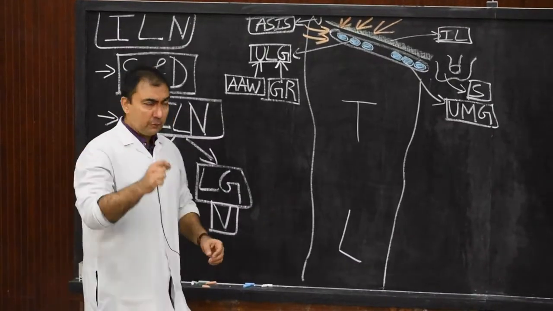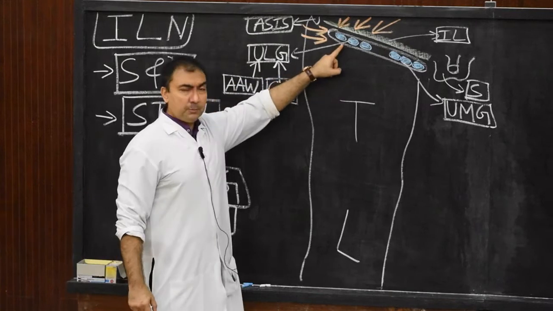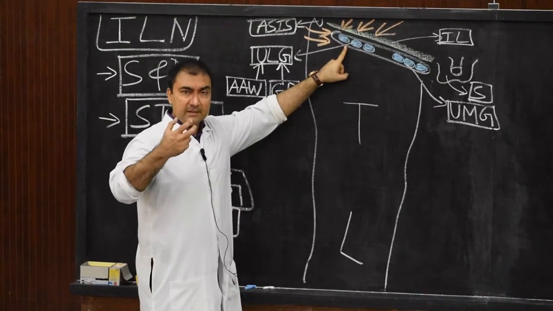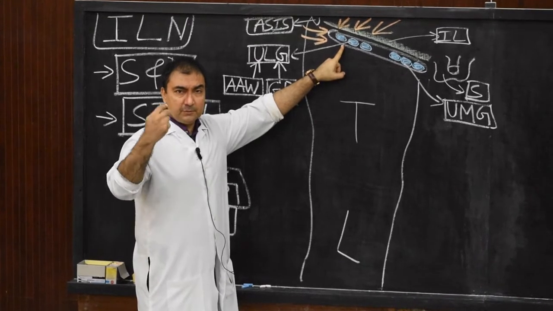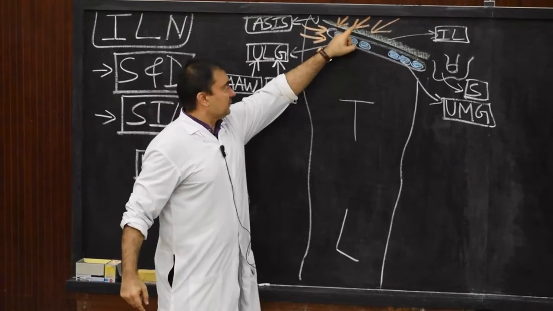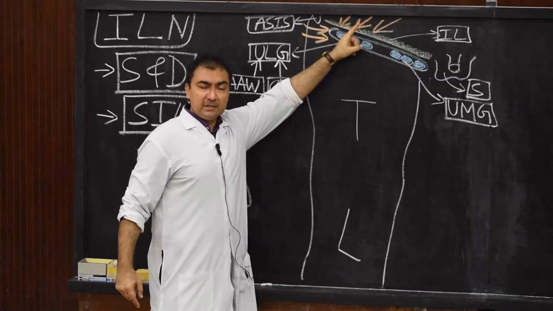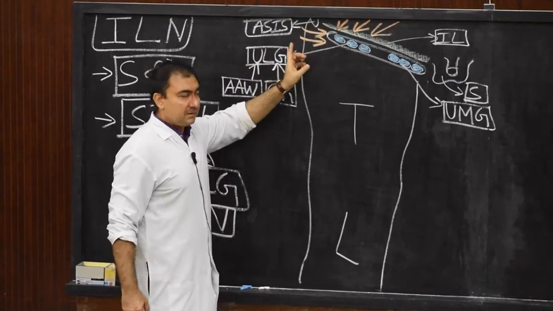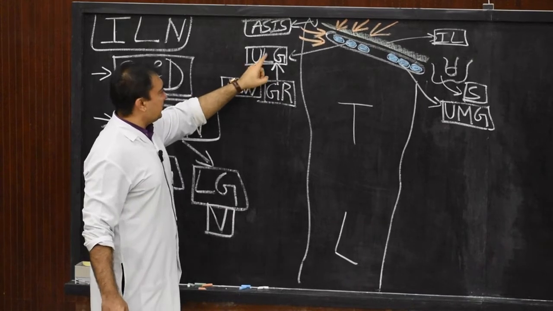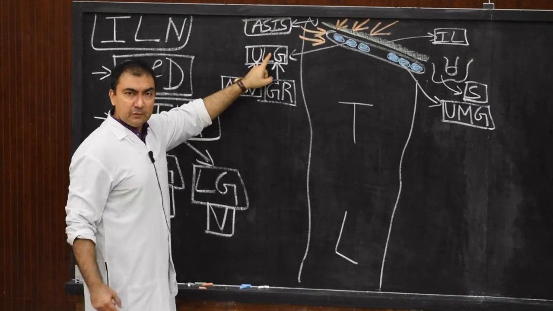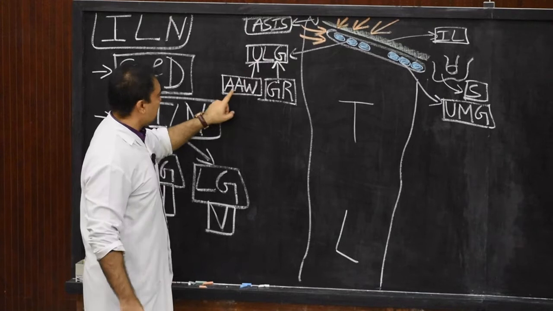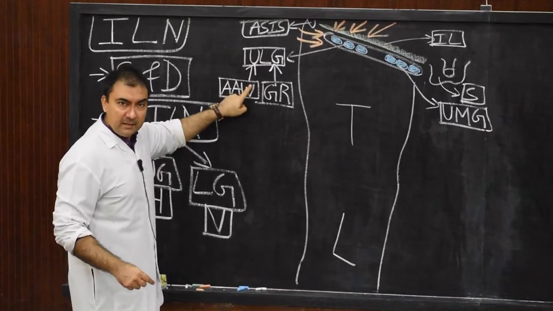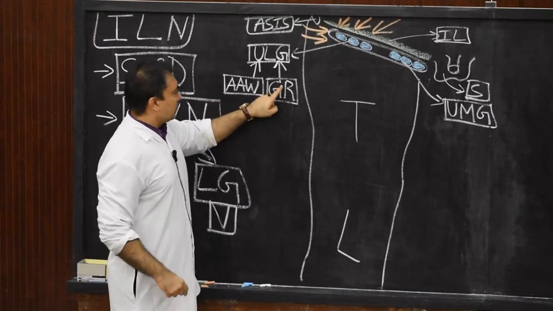So the upper lateral group of superficial inguinal lymph nodes will receive afferent lymph vessels from two areas: number 1, from the arrows I have put from the infraumbilical part of the anterior abdominal wall, and number 2, from the arrows I have put from the gluteal region. We can write that the upper lateral group of superficial inguinal lymph nodes will receive the lymphatic drainage from the infraumbilical part of the anterior abdominal wall and the gluteal region.